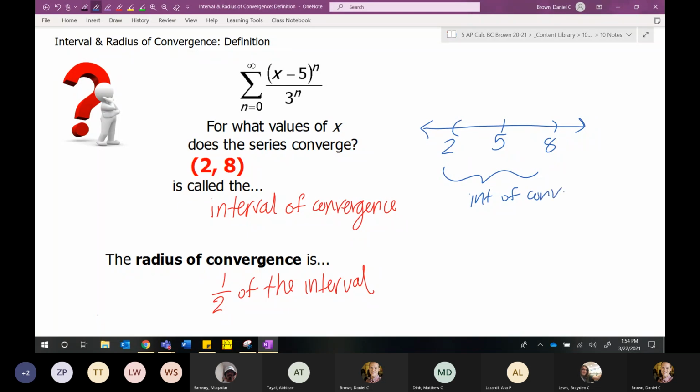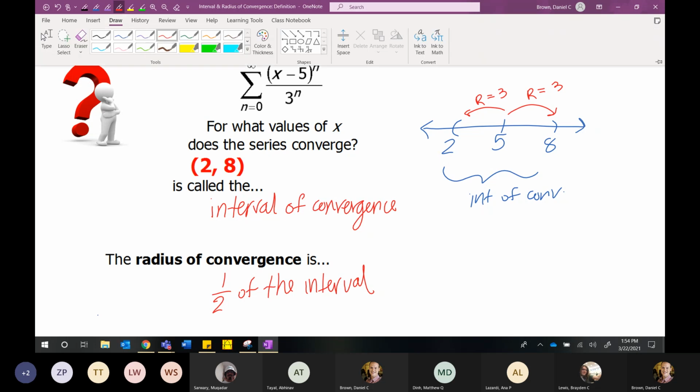Radius, think about the radius of a circle, half of a distance. The radius of convergence is just half the interval. So for this one, the radius is going to be equal to what number? 3. The radius is 3, because from the center you're going backwards and forwards by 3, and that gives you the radius.